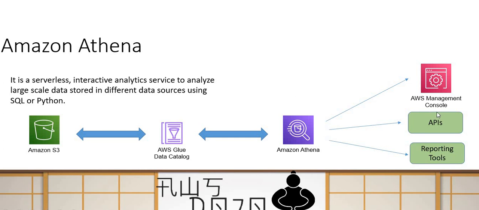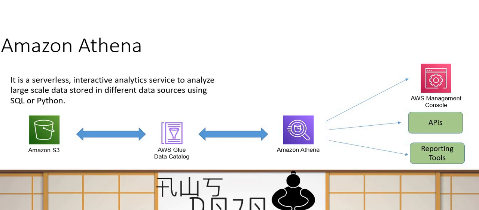In the simplest way, you can use the AWS Management Console, and using the Athena console there, you can make your query and analyze the data. You can also use the Amazon Athena APIs to query the data. Or you can use reporting tools. For instance, if you're using QuickSight, Power BI or Tableau, each of these reporting tools comes with its own Athena driver, and using those drivers, you can also query data.